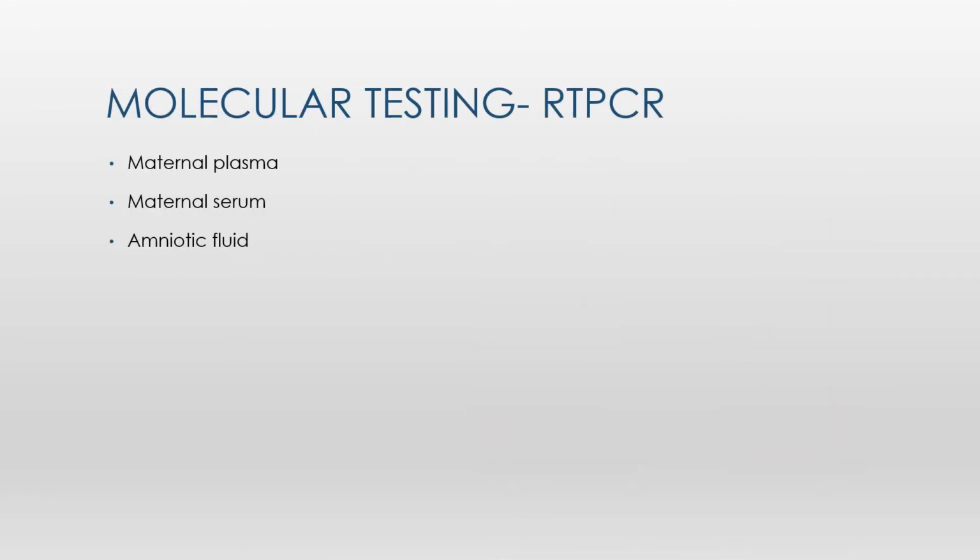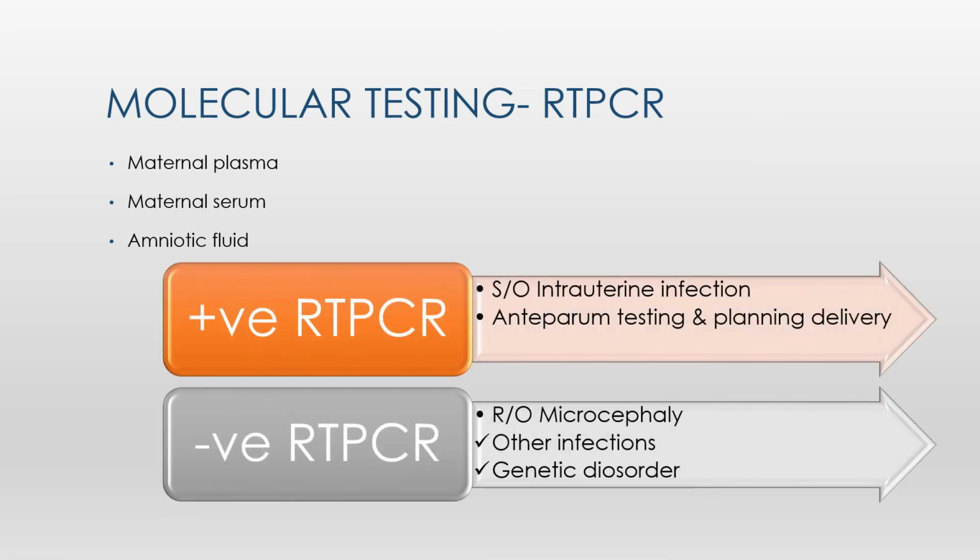Molecular testing for pregnant women is done with real-time PCR. Here, maternal plasma, serum, and amniotic fluid can be tested for nucleic acid detection. If the test is positive, it is suggestive of intrauterine infection. Antepartum testing is done and delivery can be planned. If the test is negative, the other causes of microcephaly and genetic disorders must be ruled out.